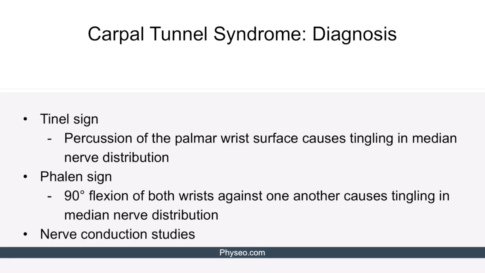Diagnosis of carpal tunnel syndrome starts with physical exam maneuvers. Tinel sign is percussion of the palmar wrist surface that causes tingling in the median nerve distribution. Phelan sign is 90-degree flexion of both wrists against one another that causes tingling in the median nerve distribution. Carpal tunnel syndrome can be confirmed by the nerve conduction studies.